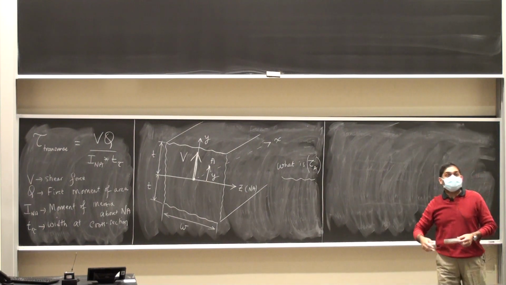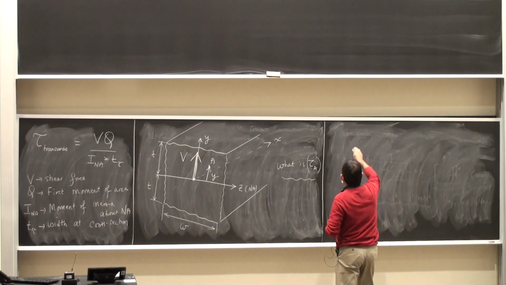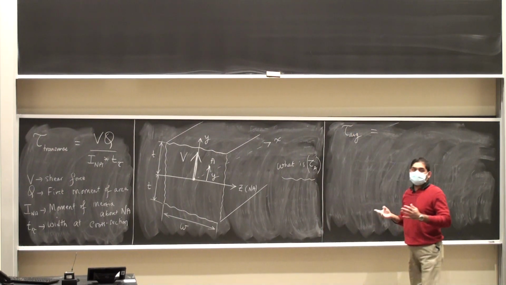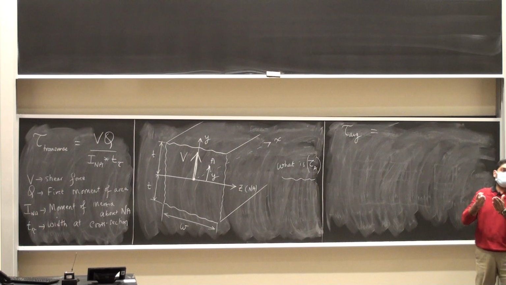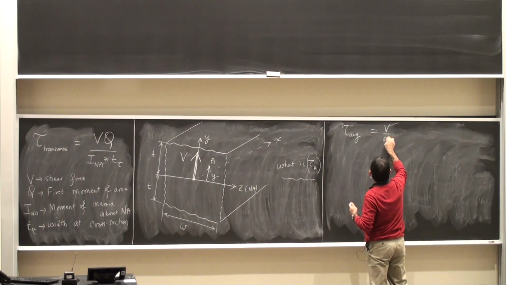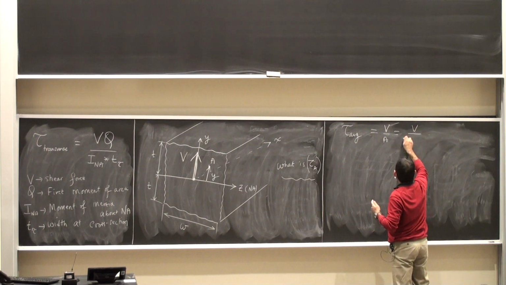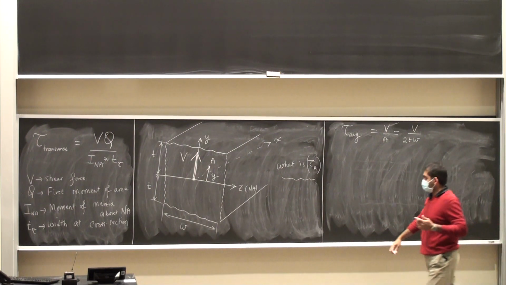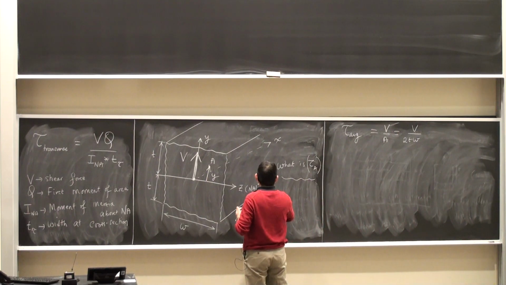I will calculate tau average. What is tau average at any point in the cross section? It is going to be the shear force divided by the area. So this is just V by A, or V by 2 times T times W, because the area is 2 times T times W. Okay, area of the cross section.